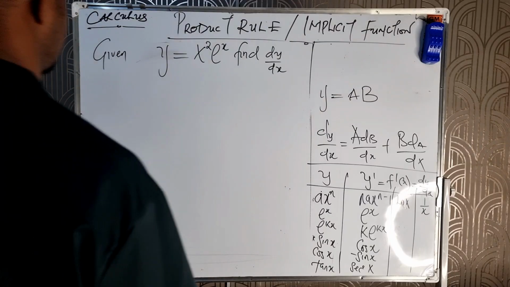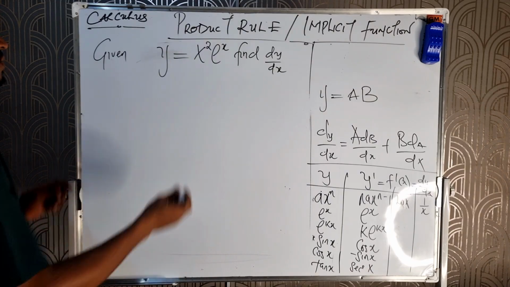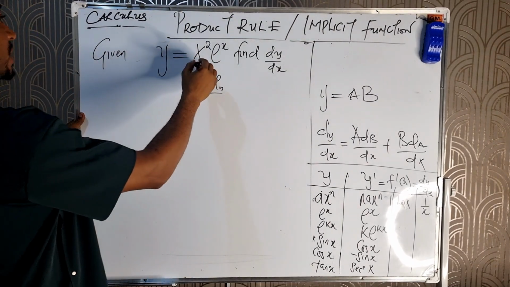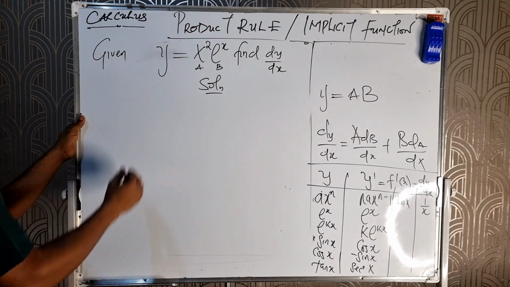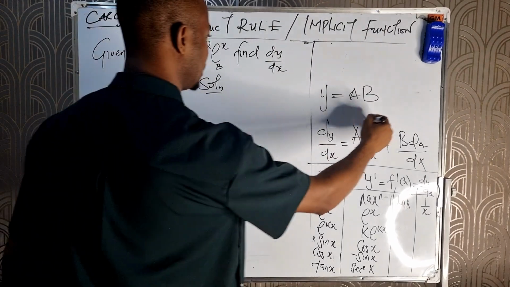We have a question that says, given y equals x squared exponential x, find dy/dx. The solution to this is very simple as well. Our x squared represents our a, and this represents our b, right? So let's go. The formula says dy/dx equals this.